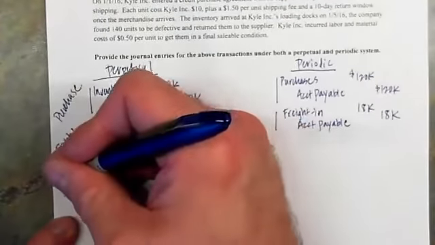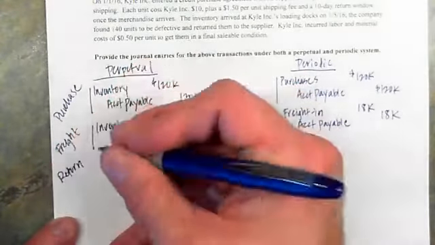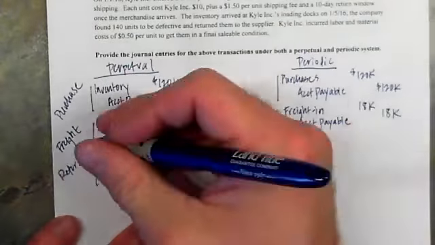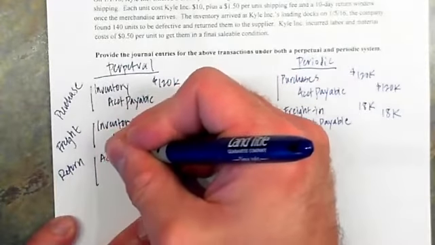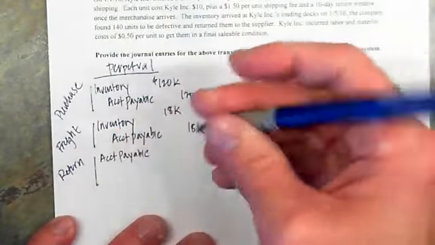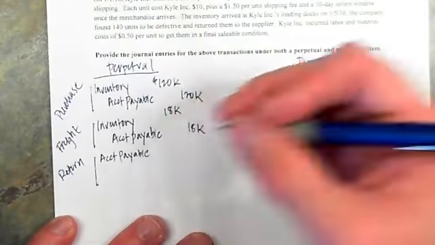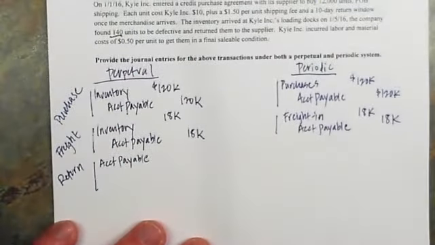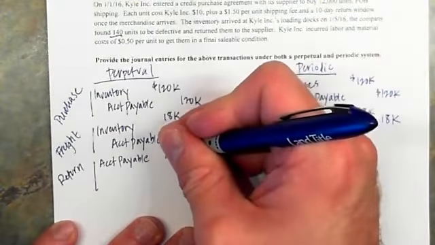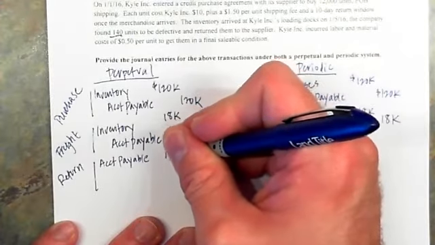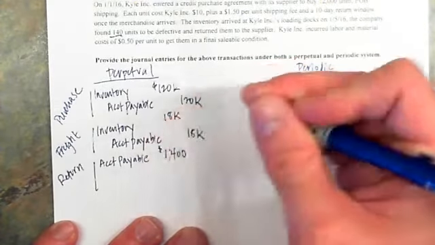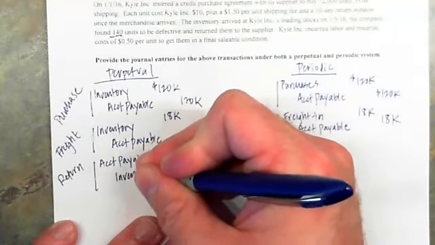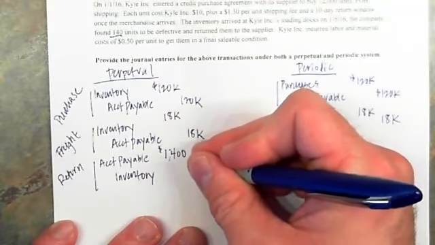When we make the return, again, under a perpetual method, we return them, we didn't have to pay for them, so we can reduce my account payable by the amount of the returns. I said that 140 units were defective, so 140 times 10 means that I can reduce this by $1,400, and it would also reduce my inventory directly by that amount.